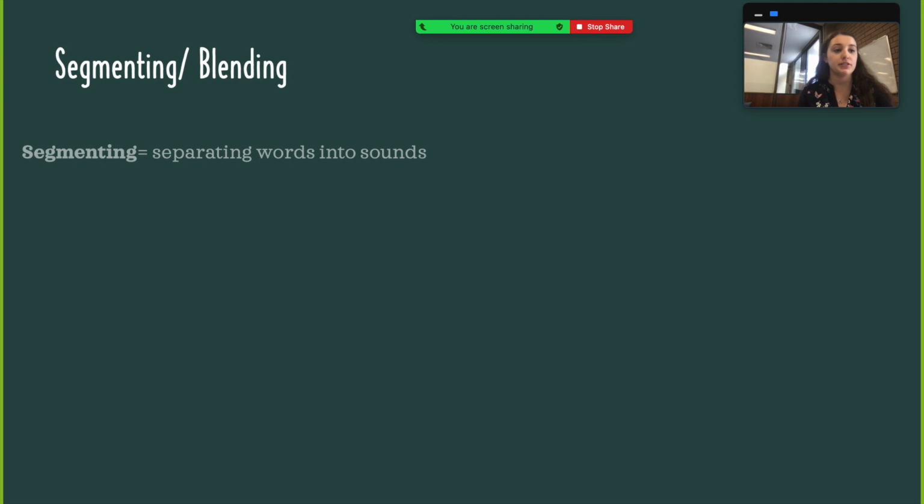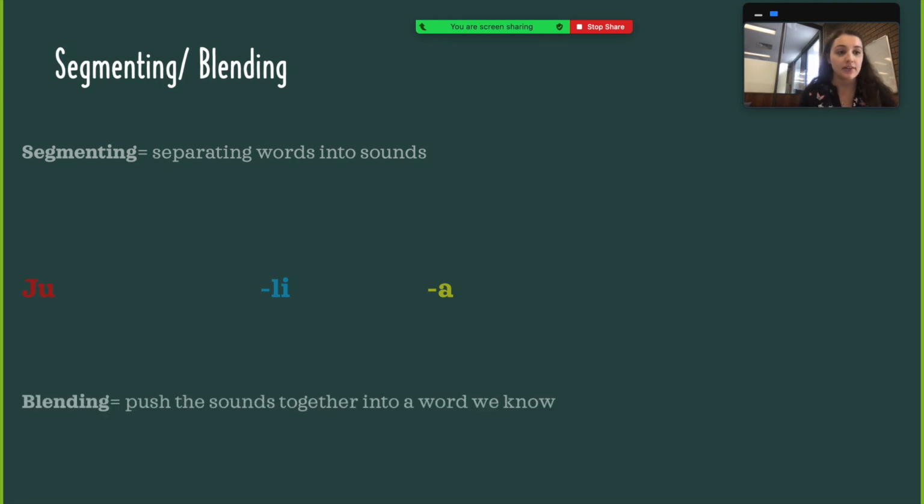Now I will show you the skill of segmenting and blending. Segmenting is when we separate sounds into words. We can segment into syllables. When we first learnt how to spell, many years ago, we would clap out these sounds. For example, you can take my name, Julia, Ju-li-a. Blending, on the other hand, is when we push the sounds together into a word we recognise, Julia.